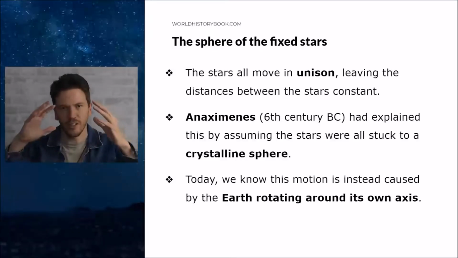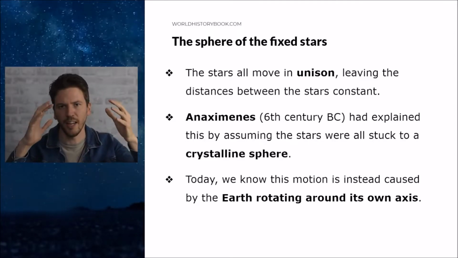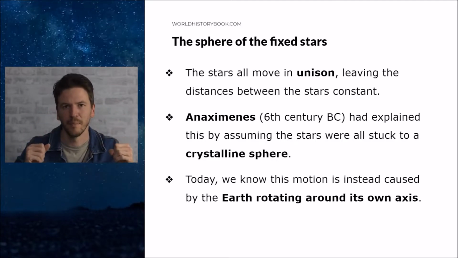The stars all seem to move in unison, leaving the distances between all those stars constant, and that is why we have consistent constellations that people made up.